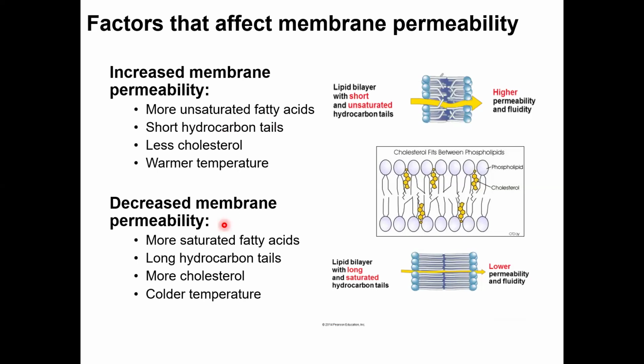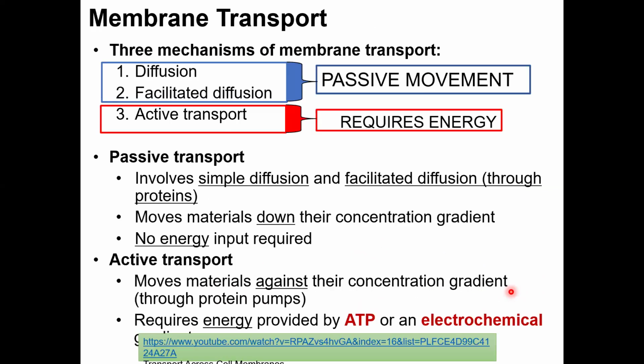It decreases permeability when there are more saturated fatty acids, long hydrocarbon tails, more cholesterol, making it a bit more rigid so that it's not allowing anything to go through, and colder temperatures as well, which means it has less fluidity compared to the other set.